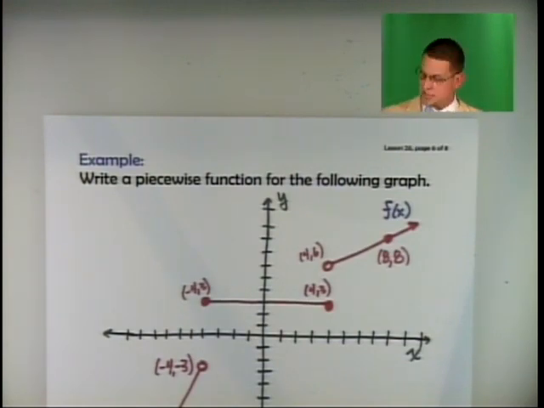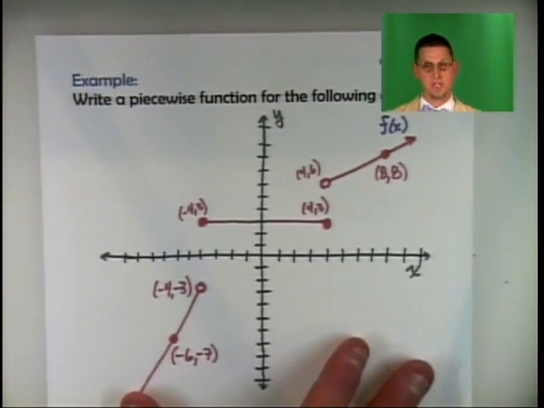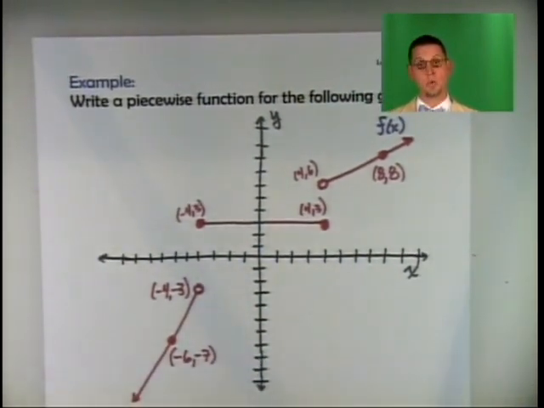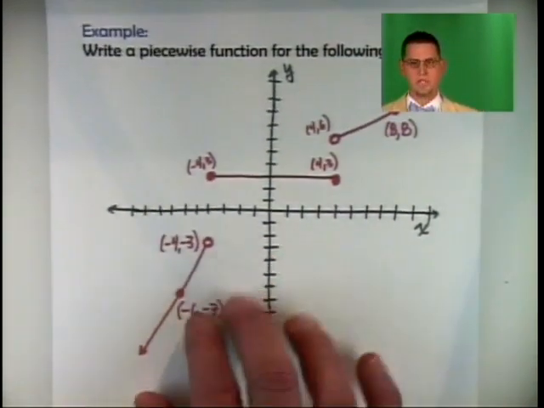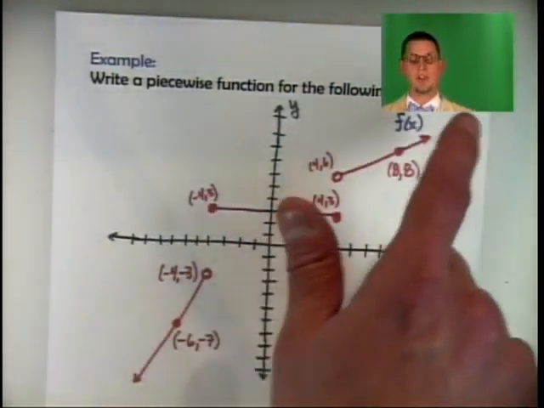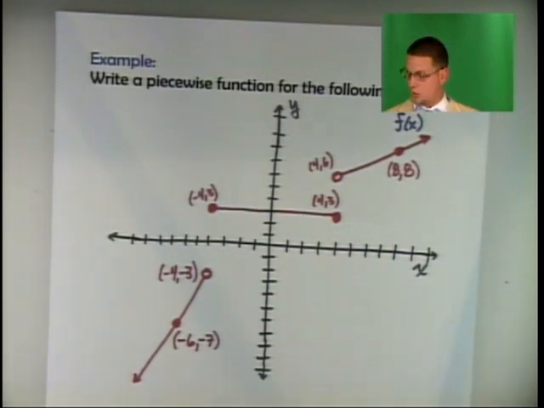Let's try to go backwards now. We actually have a piecewise function graph, and we want to write the equation. Ooh, okay, that sounds fun. We get to create something. All right, well, to do that, notice that this graph is made up entirely of straight line segments, which is a little bit easier to work with because all we have to do is write equations of lines.